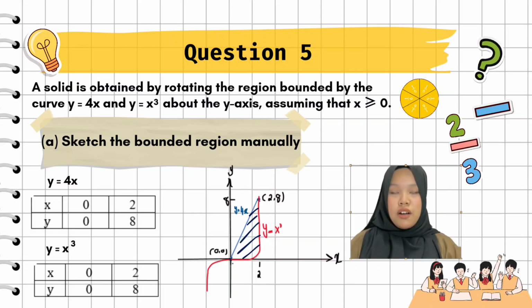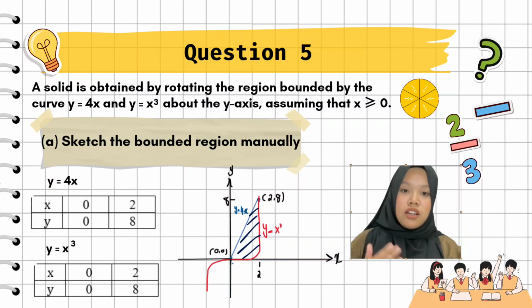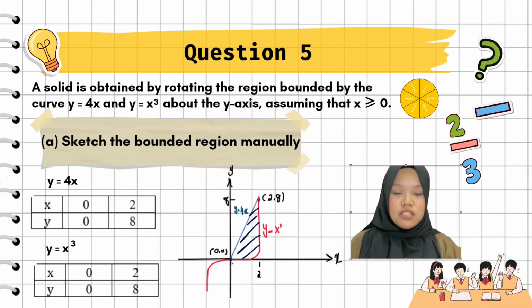I sketch the graph using a table method, where we assume that x equals 0 and x equals 2. So we will get the y values. And from those values, I sketched the graph. And so that was the graph that we got for the answer.